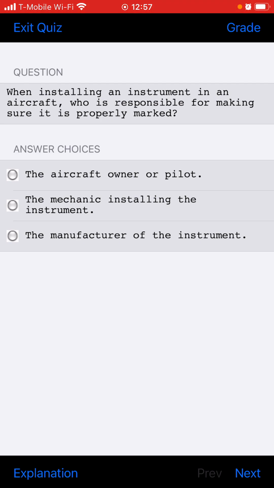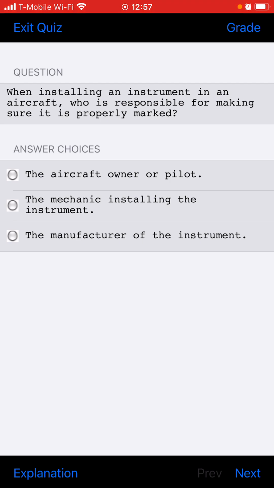How is the nose wheel steering mechanism usually actuated on a small aircraft? By means of mechanical linkage connected to the rudder pedals.